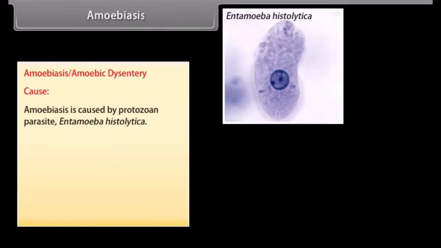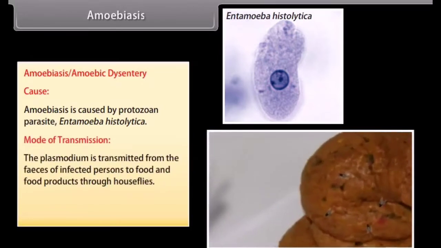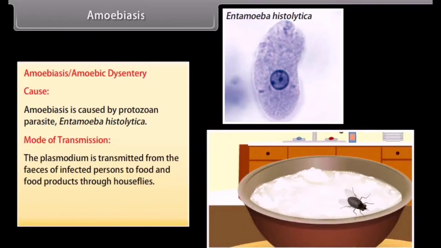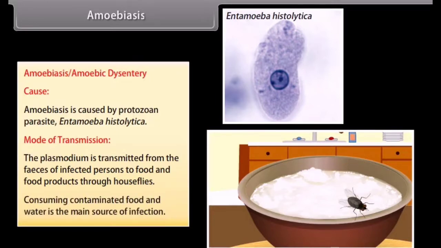Amoebiasis, or amoebic dysentery. Cause: amoebiasis is caused by the protozoan parasite Entamoeba histolytica. Mode of transmission: the parasite is transmitted from the feces of infected persons to food and food products through houseflies. Consuming contaminated food and water is the main source of infection.